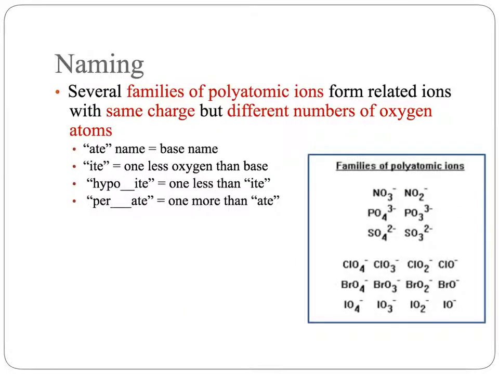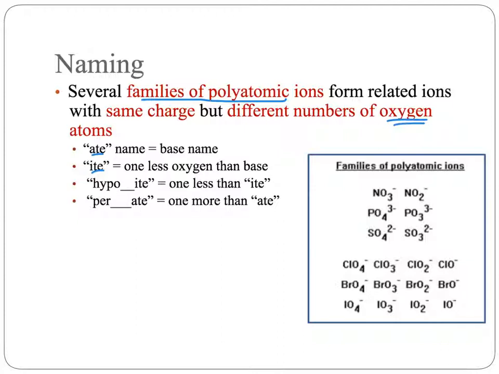Naming polyatomic ions, there's just a few special things that you need to know that'll make it perhaps a little bit easier. There are several families of polyatomic ions that have several different ions with the same charge, but with different numbers of oxygen atoms. And so those particular polyatomic ions can be identified by endings of ate or ite, or combinations of hypo and ite or per and ate around the base element name.